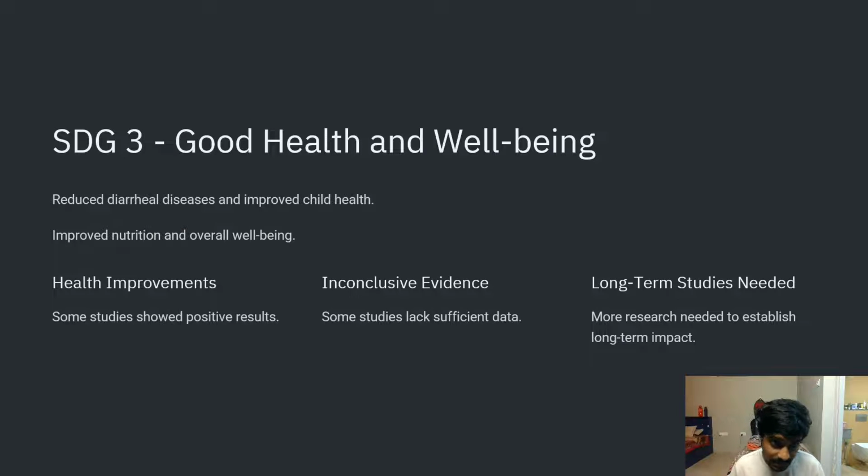Up next, we have SDG 3, which is to reduce diarrheal diseases and improve child health. Improved nutrition and overall well-being is also part of SDG 3. So we are looking at health improvements, but it is worth noting that especially when it comes to SDG 3, as mentioned in the paper, there is not enough evidence to clearly say, and these are all deduced conclusions. We need more long-term evidence-based studies, and this is actually a common theme in this paper.